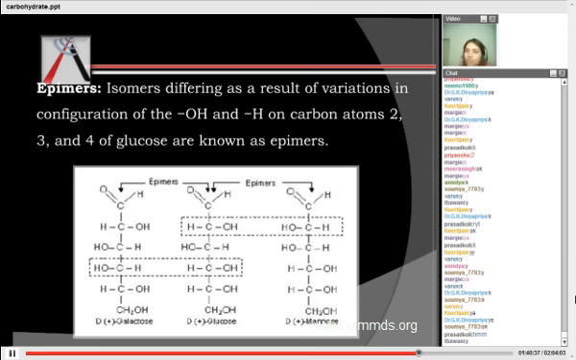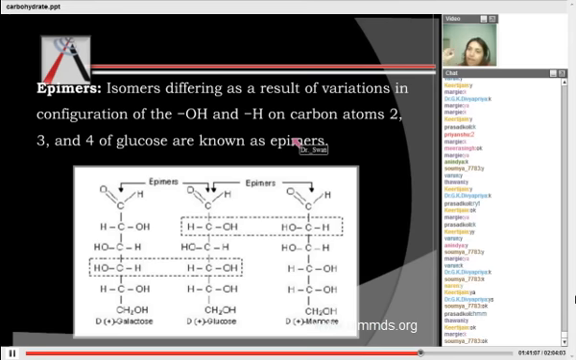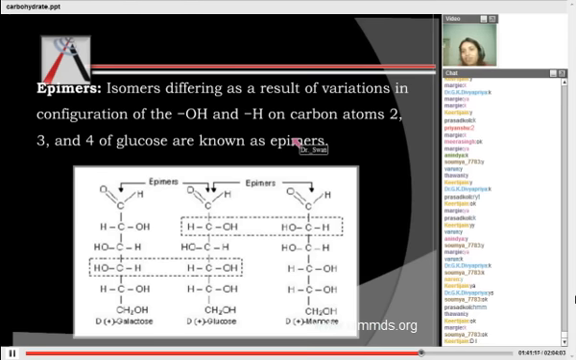The other forms that I was talking about, the second, third and fourth chiral carbon atoms, whenever we have changes in them, those are called epimers. An epimer is an isomer that differs as a result of variation in the configuration of OH and H at the carbon at second, third and fourth. So at the fifth carbon in glucose, what we get is D and L isomerism, and at the second, third and fourth, whatever isomerism we get is epimers.